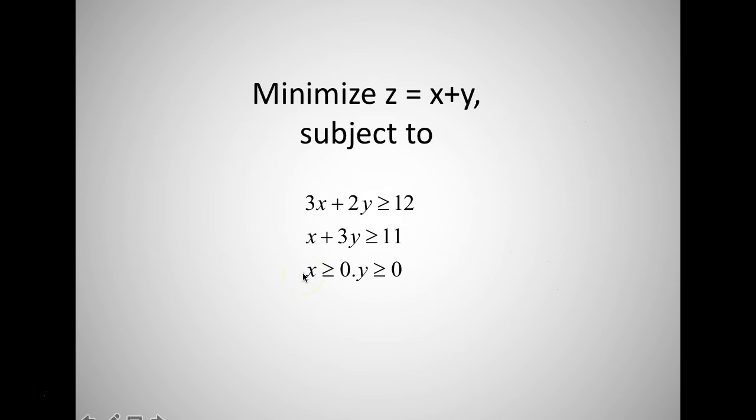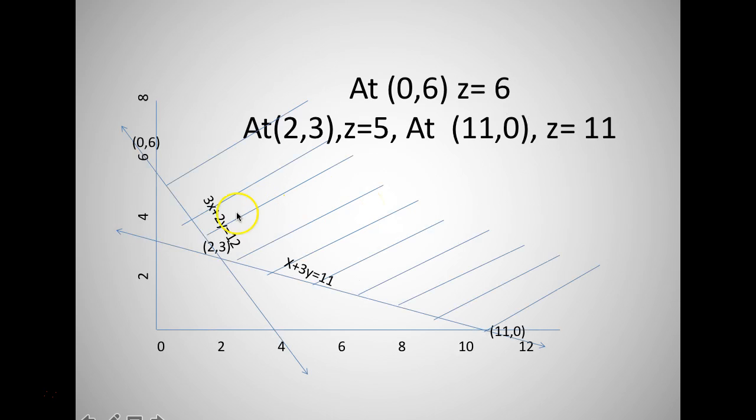Now we have 3x plus 2y greater than or equal to 12. So if I put x as 0, y as 0, we get 0 greater than or equal to 12, which is not possible. So we shade the region to the right of the line, not the region which has 0. Similarly, x plus 3y equal to 11, we would shade the region to the right of the line which does not have 0. So this shaded part would be the common feasible region to both the lines.